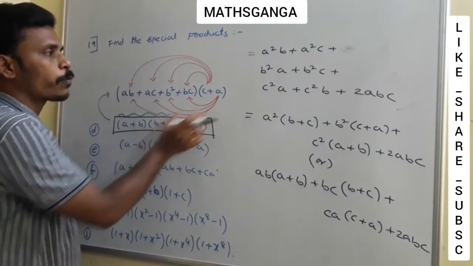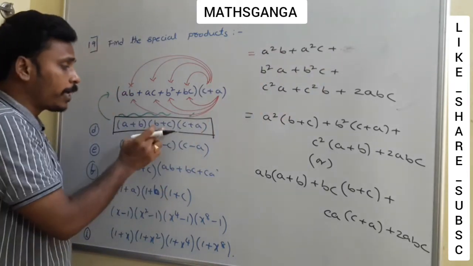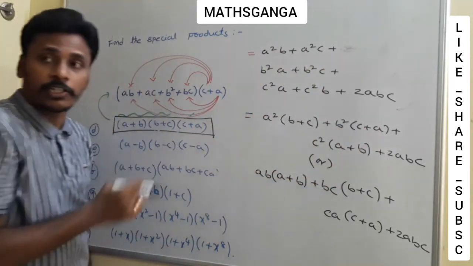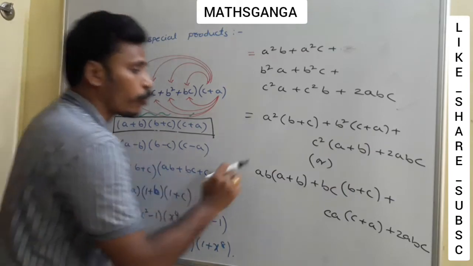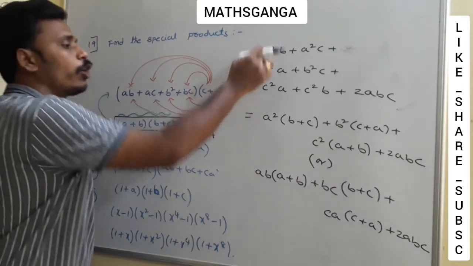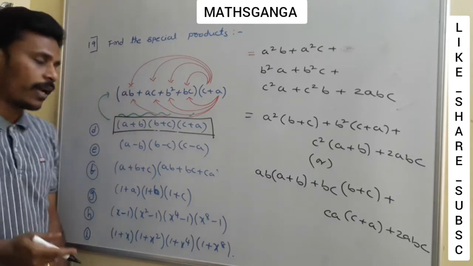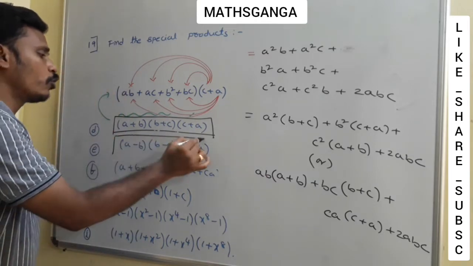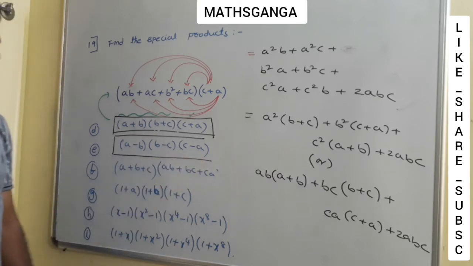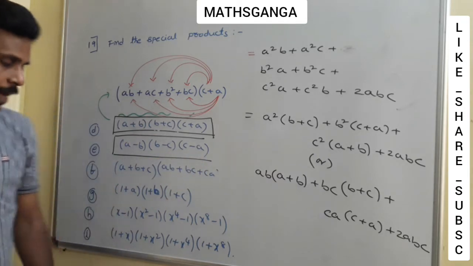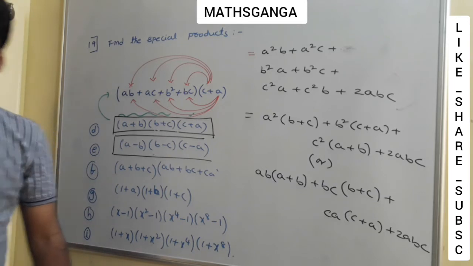Sometimes you identify this product as this expansion, and sometimes you need to identify this product as that expansion. You need to memorize all these four as equal. That's it. Just observe it, and then I will give you (a minus b) into (b minus c) into (c minus a). Just have a look at this, and directly I will give you the answer for this e. Just think about it.